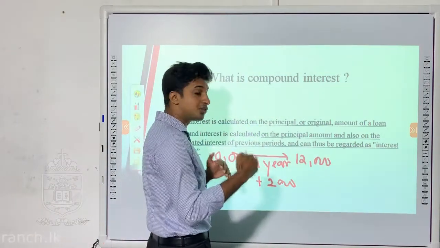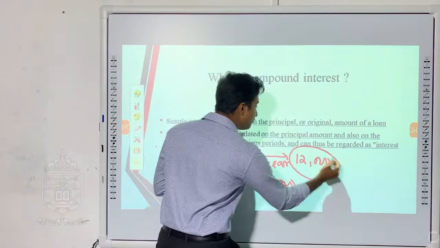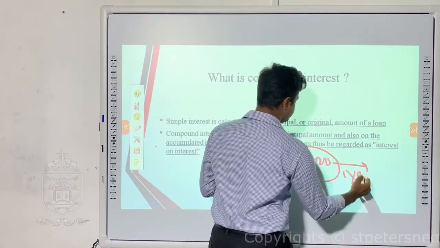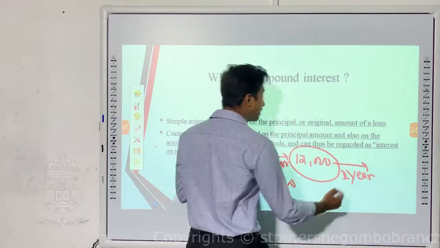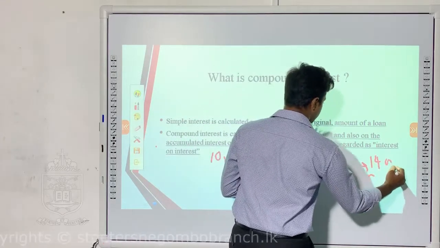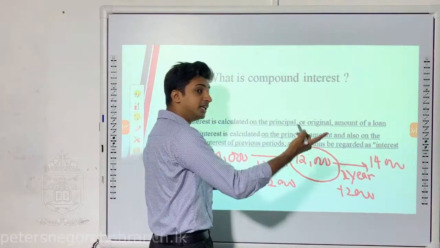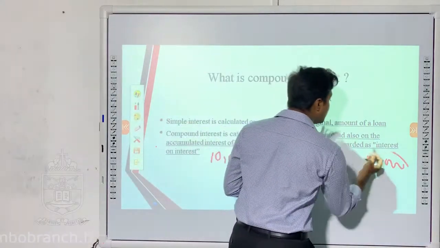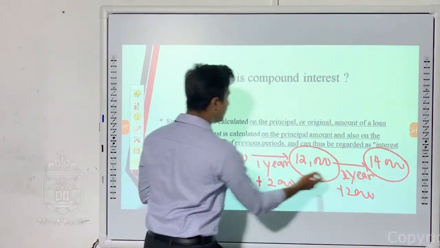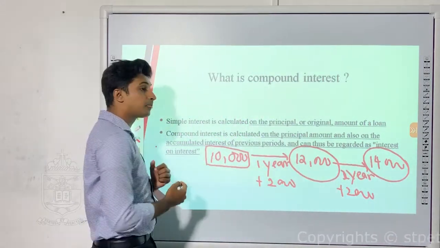Now the compound interest will be added to this value, not to the principal amount. So by the end of the second year, let's take another 2,000 is added to this. So then you will have 14,000. And on the third year, by the end of the third year, the interest will be calculated onto this amount and not on the principal amount.